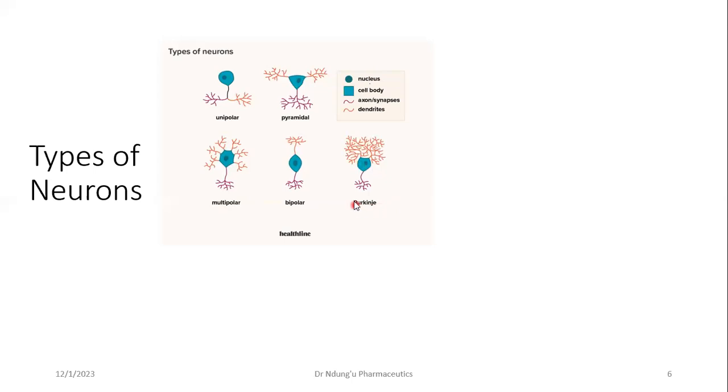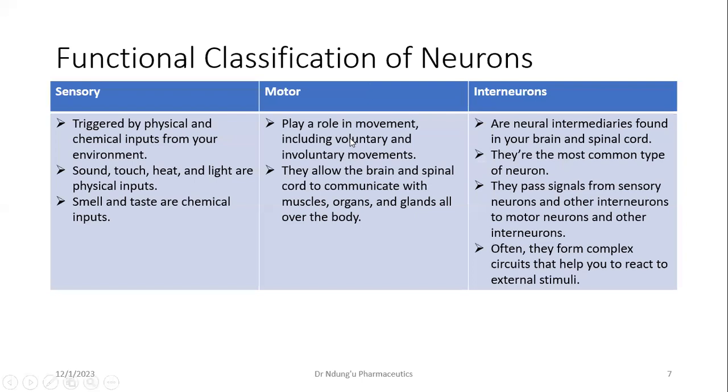Then Purkinje means that it has a lot of branches. As you can see here, it has a lot of branches. That one is for Purkinje. So those are types of neurons, and they are named according to the projections from the cell body. Next, the functional classification of neurons: the sensory, the motor, and interneurons.